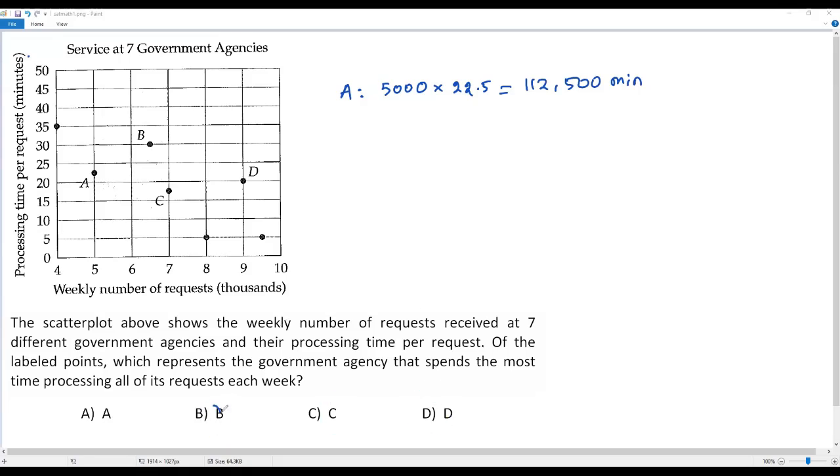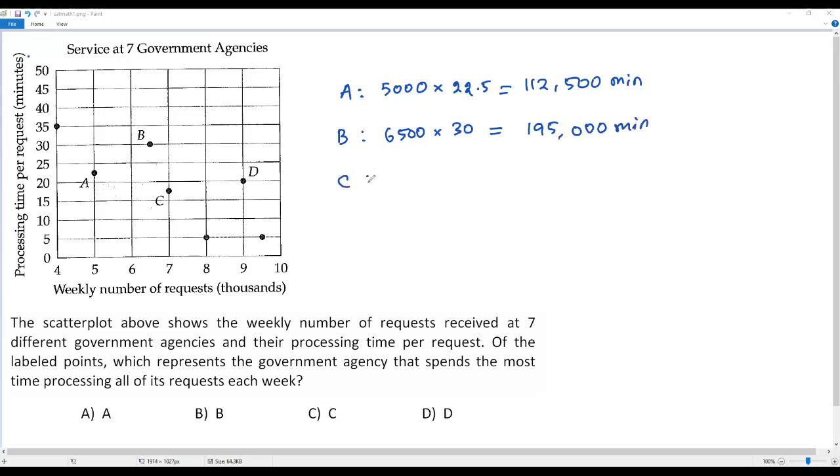Okay, now let me do it for B, that we have in answer choice B. So first, let's write the number of requests received by government agency B per week. So B is over here. The number corresponding to the point B on the horizontal axis is the exact middle point between 6 and 7. That is 6.5. That means 6,500 requests per week. It has to be multiplied by the processing time per request. For that, we have to consider the value on the vertical axis corresponding to B, that is 30. 30 minutes per request. Let me multiply by 30. When I multiply the number of requests and the processing time per request, I am getting 195,000 minutes.